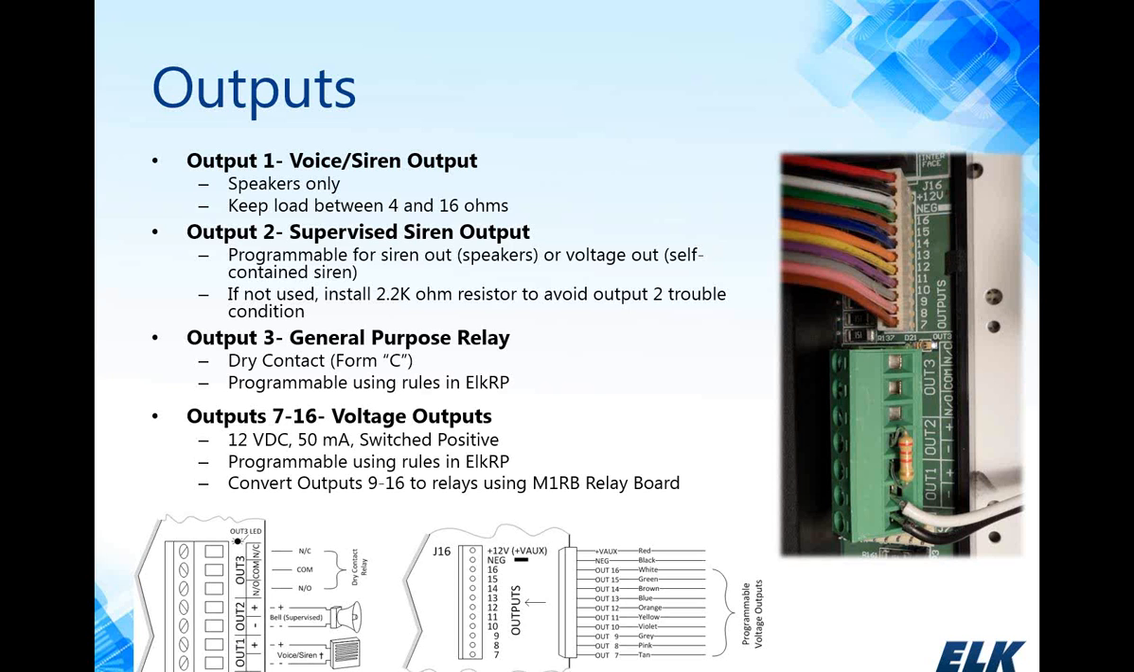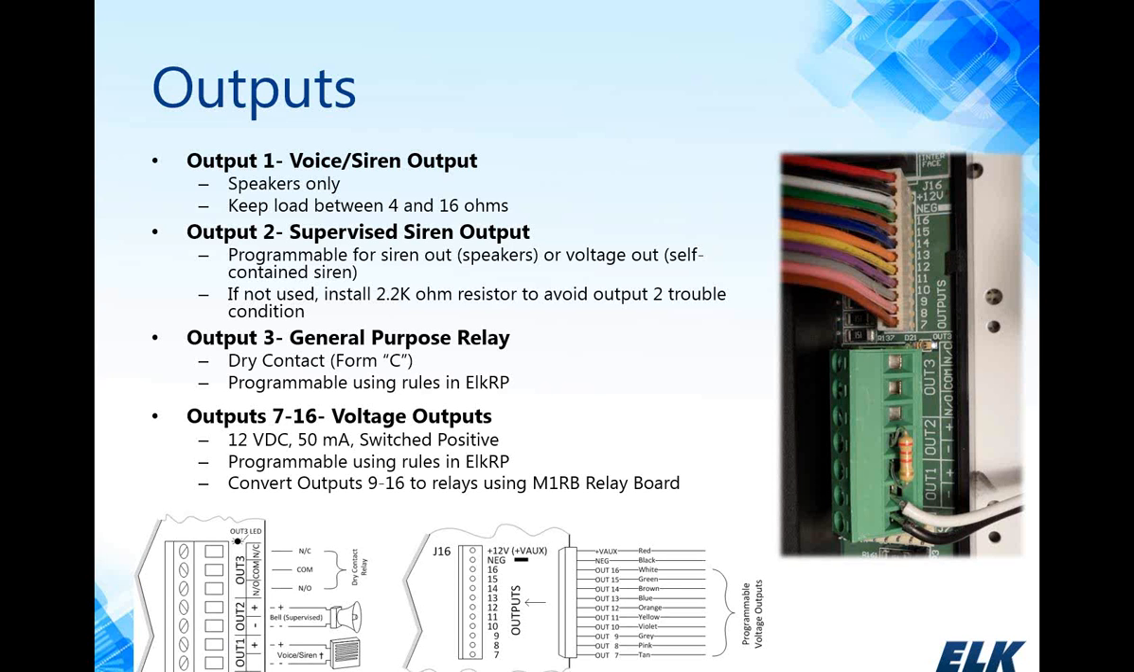Output 2 is a supervised output on the board, and it can be configured to use a built-in siren driver, no voice capability, just the siren driver, in which case you could use regular speakers, once again keeping the overall load above 4 ohms, or you can configure output 2 to be a voltage output. When set to a voltage output, it's 12 volt DC at 1 amp, and you can use that to control self-contained sirens or a strobe or some other 12 volt DC device that doesn't draw more than 1 amp.